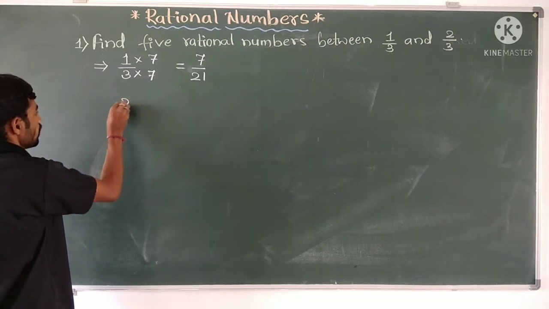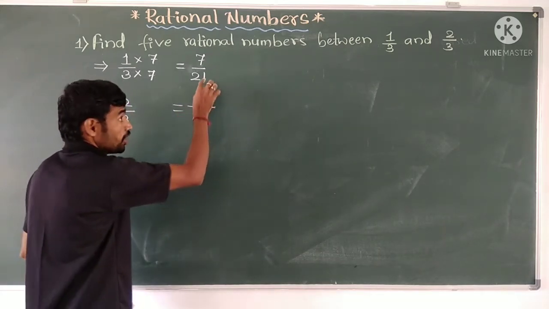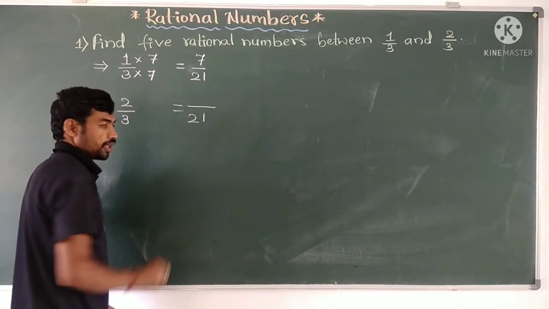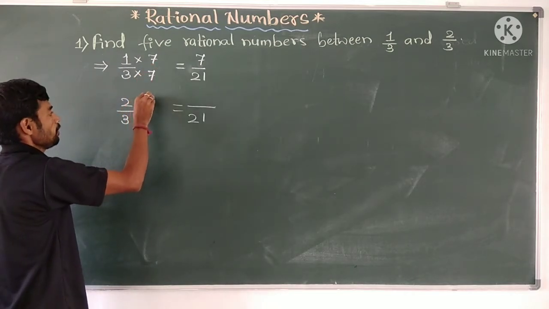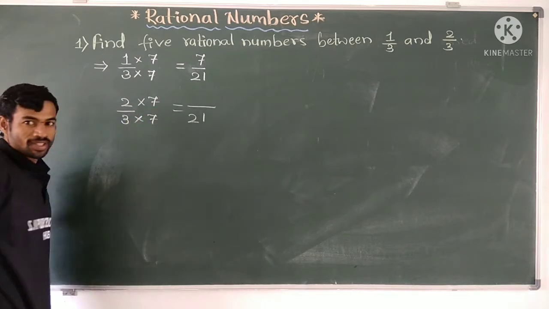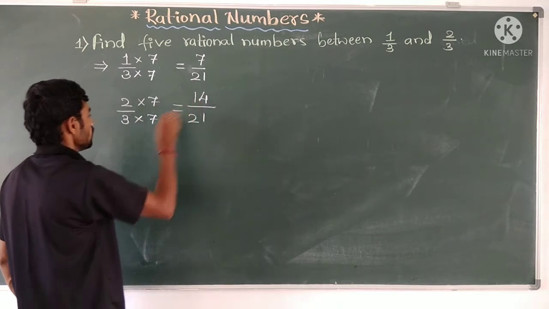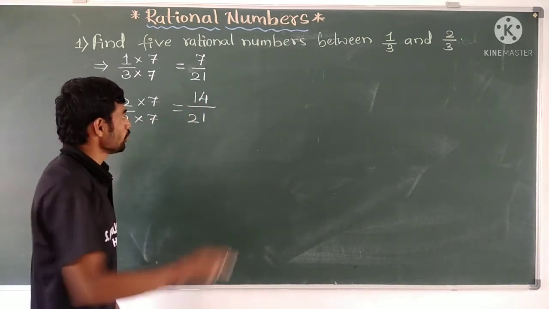Another rational number you take, 2 by 3. But here the denominator must be the same, that is 21. With what number have you multiplied? 7. So here also you have to multiply with 7. 2 into 7, 3 into 7. So 2 7s are 14, 3 7s are 21. So how many rational numbers do we get?